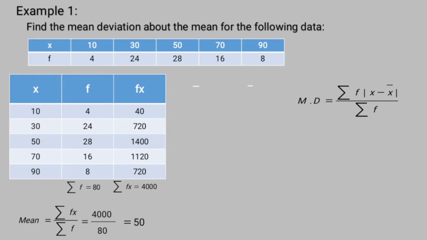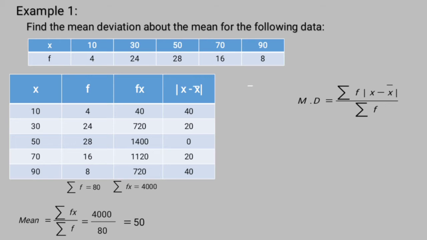Now, first we found the mean. After this, what are we going to find? We are going to find the mean deviation. Mean deviation is nothing but sigma f modulus of x minus x bar by sigma f. For that, we need x minus x bar. X bar, as I told you, is nothing but the mean. So the mean is 50, and I am going to find the value of modulus of x minus x bar.